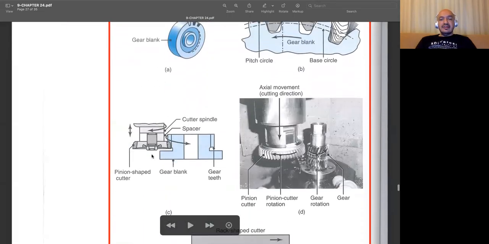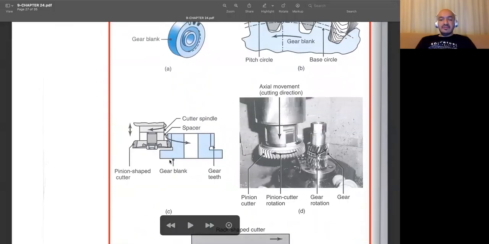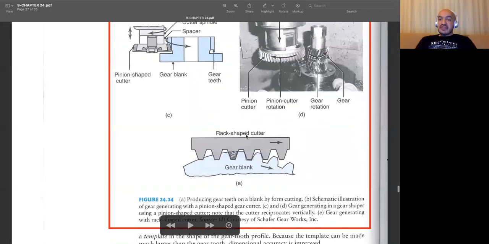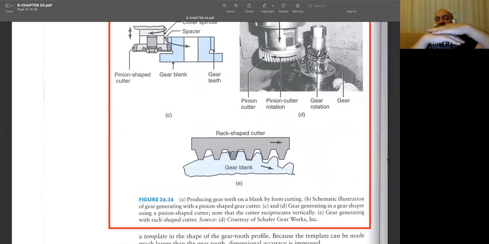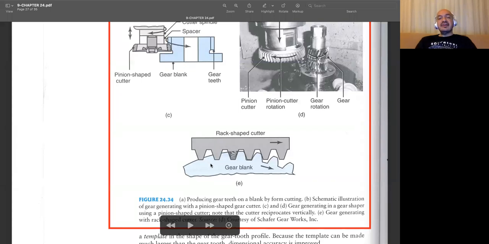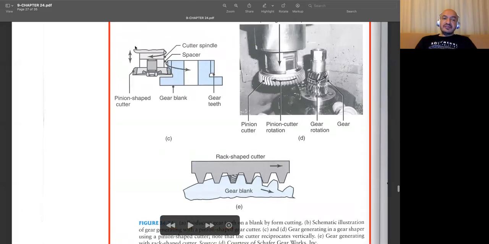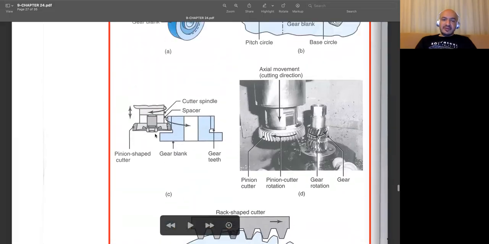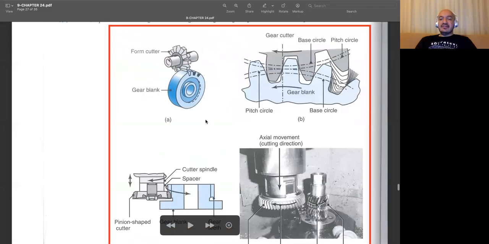It's also possible if the thickness is quite higher. We can also use rack shape cutter for gear generating. Again, they should be moving in a reciprocating manner, and depending on the thickness of your gear blank, your rack shape cutter may go into your gear blank in a reciprocating manner, but usually they have the same thickness, or the thickness of the rack shape cutter is a bit higher than the thickness of the gear blank, so you don't need to do reciprocating motion. But it's mostly possible with the pinion shaped gear cutters.